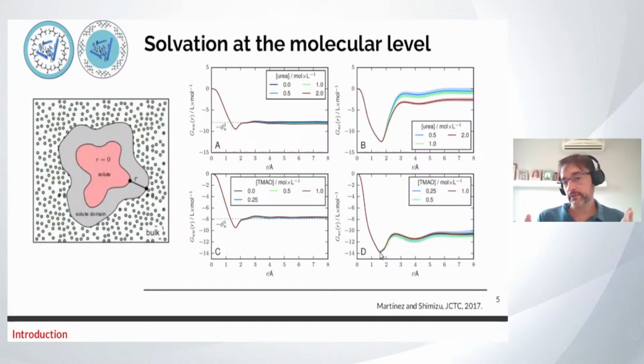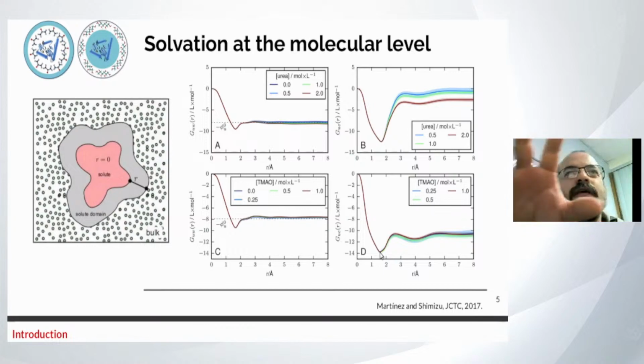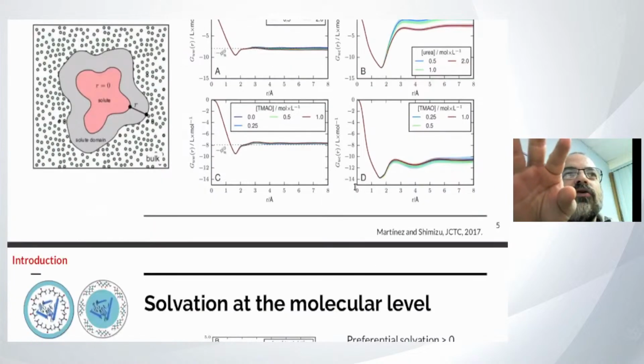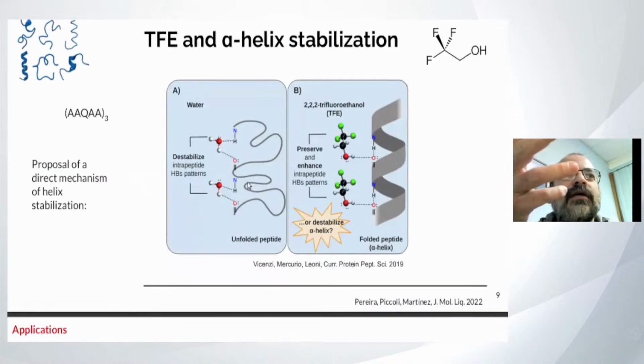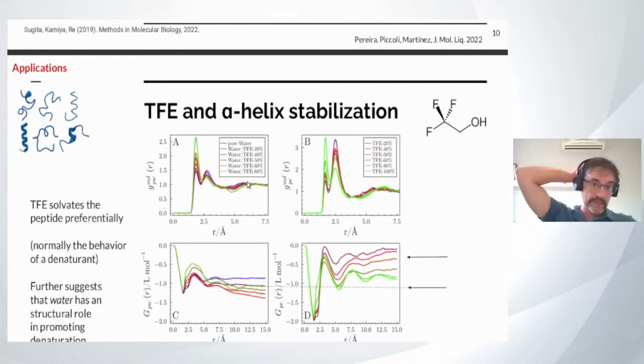And the fact of displaying or not a specific interaction that may happen with one or the other, urea effectively is preferentially accumulated, and Timao is preferentially excluded, and this is absolutely consistent with the macroscopic picture of solvation. Yes, okay, I got it with Timao, but then with TFE on page 11, you have the same effect as urea. It seems that exactly, you have exactly.